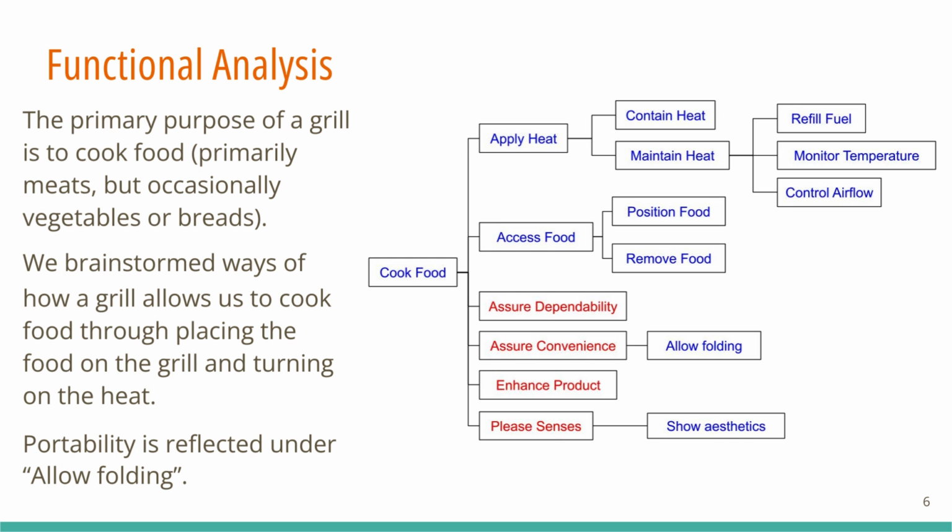This primary basic function is supported by refilling fuel to keep cooking the food, monitoring the temperature for any changes so the user knows to adjust the heat or the fuel level, and controlling the airflow since that impacts heat as well. The supporting functions of this grill are shown in red, like assure dependability, assure convenience, which is where the folding and portability comes in, enhance product, and please senses with any visual aesthetics on the product.